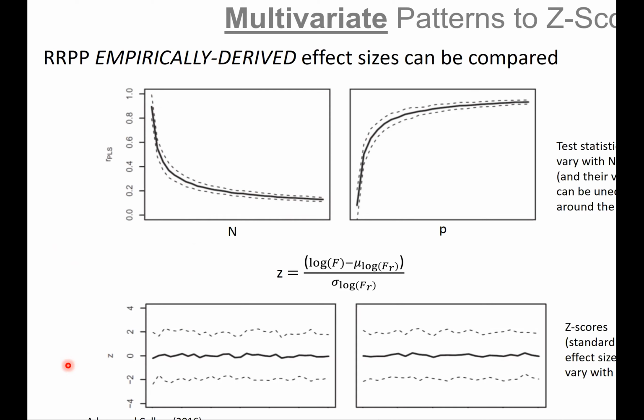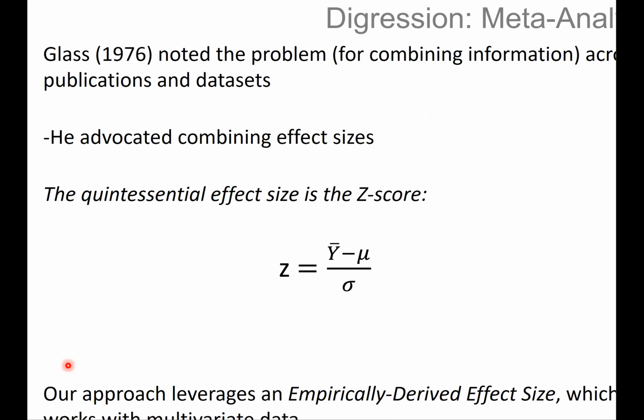And so by converting our data to effect sizes, this actually gives us the ability to compare across data sets or across systems. And in fact, we contend this is a pretty general solution. And in fact, it goes all the way back to meta-analysis. So a little digression for you.